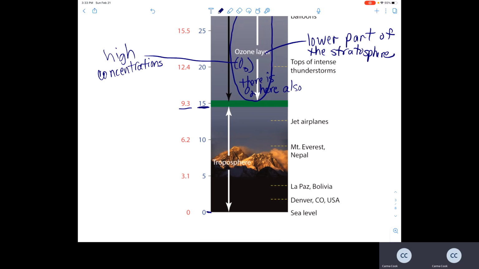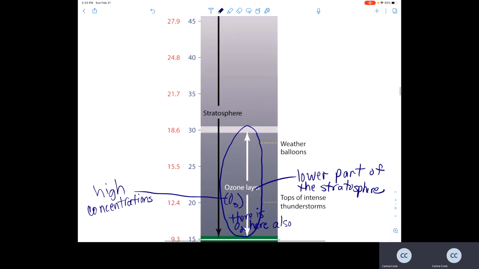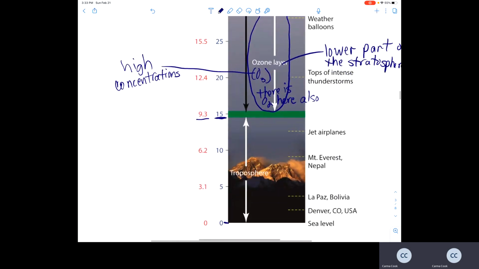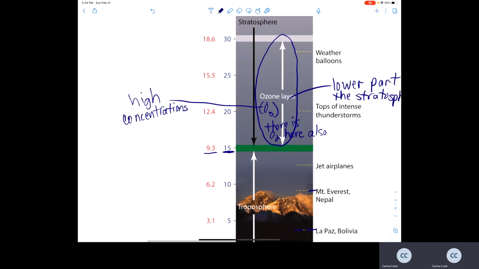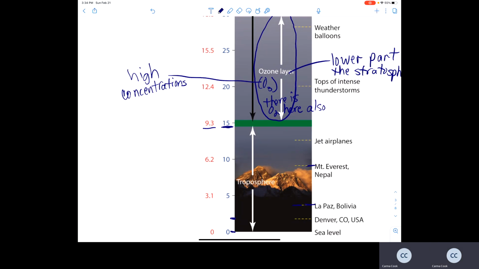Sea level is of course 0 miles and 0 kilometers above sea level. But then Denver is about a mile above sea level, which translates to about maybe 2 kilometers above sea level. You can see La Paz, Bolivia is at a much higher elevation. And then of course, Mount Everest, Nepal is almost a whopping 10 kilometers above sea level. Jet airplanes fly at about 12 kilometers above sea level. So that gives you an idea of the high altitude of Mount Everest.